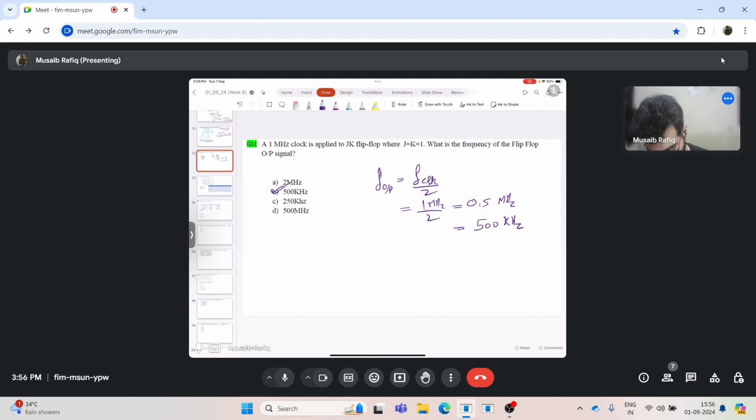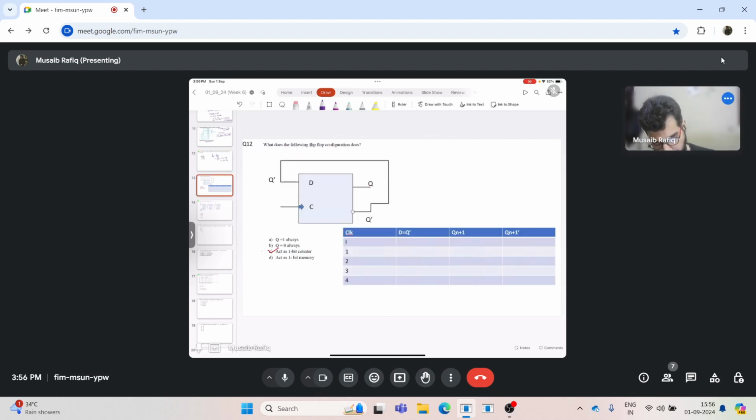Now to question 12 of today's live session. It states, what does the following flip-flop configuration do? We need to figure out the working of this configuration, right? So I have clock cycles written here: initial, first, second, third, and fourth. D equal to q bar. Let's just assume q equal to 0.